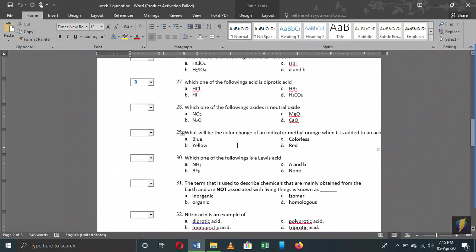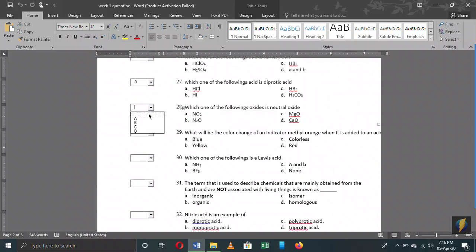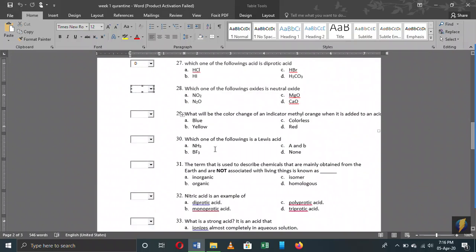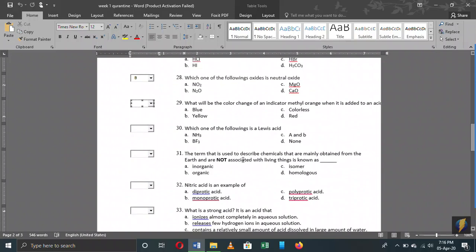Now, which of the following oxides is a neutral oxide? We've already studied that before. Magnesium oxide and calcium oxide are both basic oxides. Nitrogen dioxide is an acidic oxide, but N2O, we know that it's a neutral oxide. What will be the color change of the indicator methyl orange when it is added to an acid? We know that methyl orange changes from orange to red in an acid.